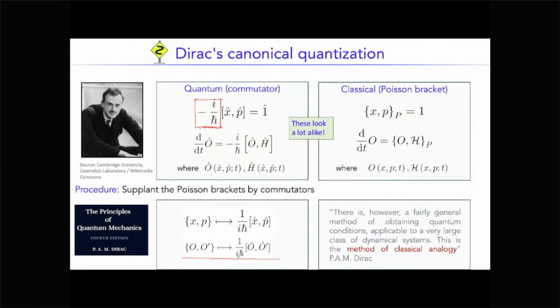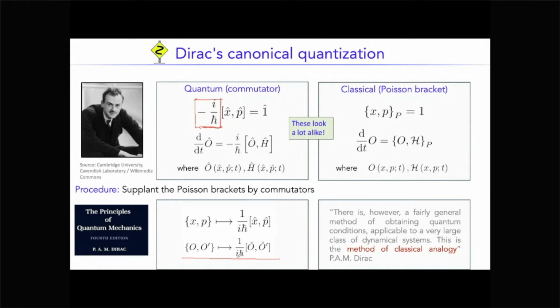And you might ask, well, what is the justification? It's very interesting, if you read Dirac's book, The Principles of Quantum Mechanics, a wonderful book, he says, there is, however, a fairly general method of obtaining quantum conditions applicable to a very large class of dynamical systems. After all, quantum physics is supposed to describe everything within classical physics, so I can take any microwave or any spring or any pendulum and try to describe it using quantum physics. And he says, however, this is a method of classical analogy. And really the way that we can do these quantizations is through this method of classical analogy.